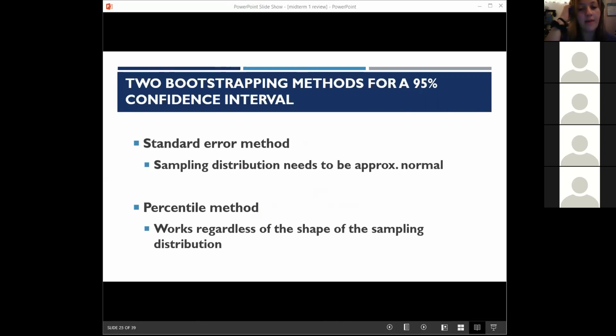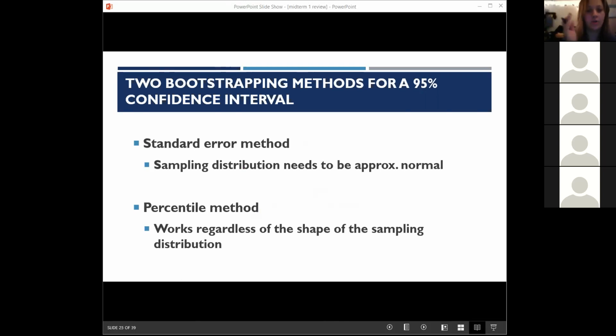So two different ways of doing it. We have our standard error method and our percentile method. The standard error method, remember, is talking about our spread. And remember, when we're talking about that, we do have to have an approximately normal sampling distribution in order to use our standard error method.